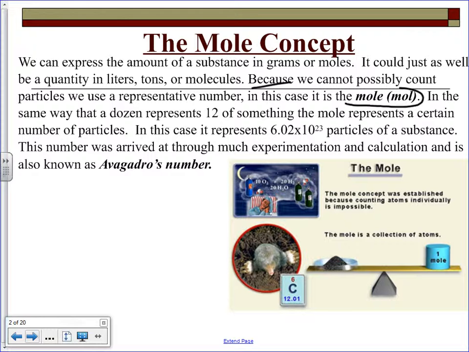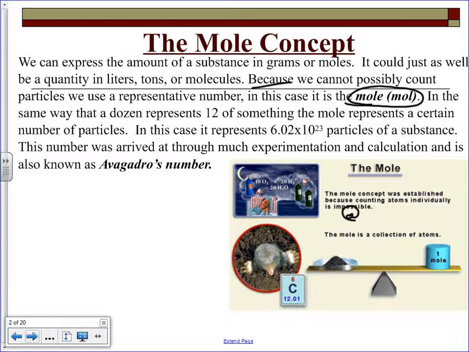And because we're so busy, we abbreviate it, because we don't have time to write the E. So we abbreviate it mol. I don't know why, but we're so busy we have an abbreviation for "at." We're that busy. So now we have an abbreviation for mole too.